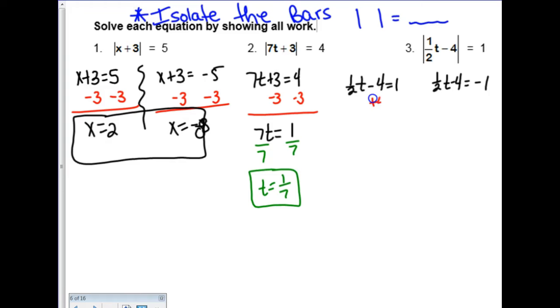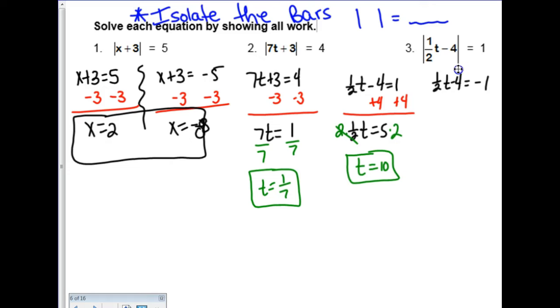Okay. We're going to add 4. So right now I have 1/2 t equals 5. Very quick, efficient way to get rid of a fraction coefficient. Multiply by our reciprocal, which would be a 2 or a 2 over 1. Both sides, of course. So 2 and 1/2 cancel. Get t is 10. Good, good.